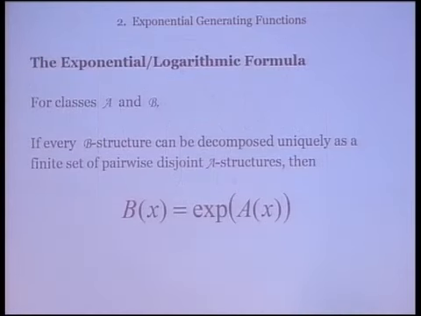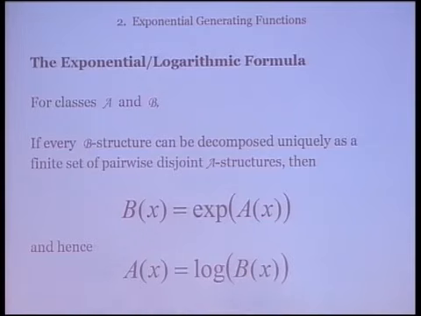So this is the first case of that. If every B-type structure can be decomposed uniquely as a finite set of pairwise disjoint A structures, then B(x) is equal to exp of A(x). This was the relationship between permutations and cyclic permutations, or endofunctions and connected endofunctions, or graphs and connected graphs. It's often useful to use this equation the other way around.